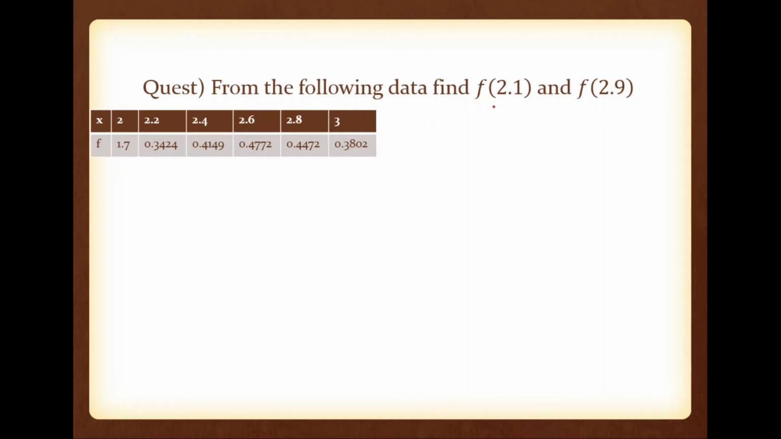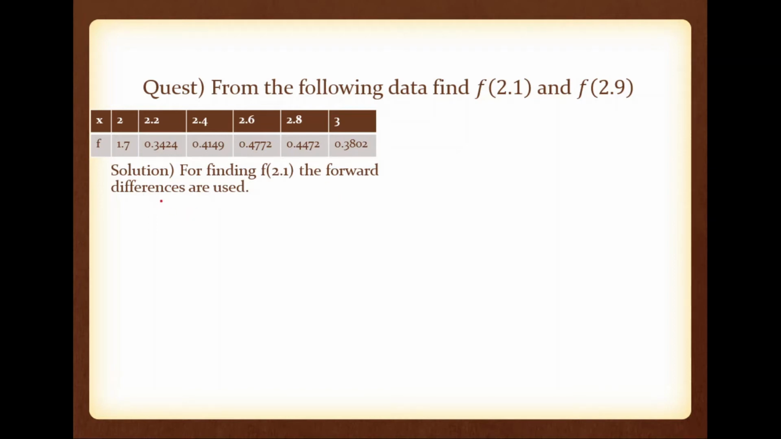So you can see that this one is the starting value and this one is the last value, and 2.1 is very close to 2. So we can use Newton's forward difference extrapolation formula to extrapolate this one, and 2.9 is very close to 3, so we can use Newton's backward difference extrapolation formula. So first we are going to find f of 2.1 using forward difference.